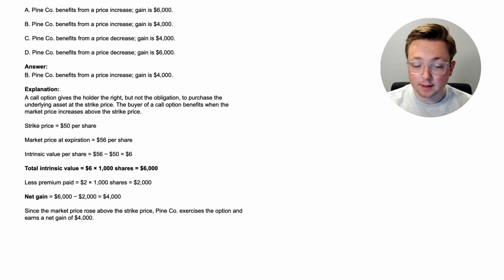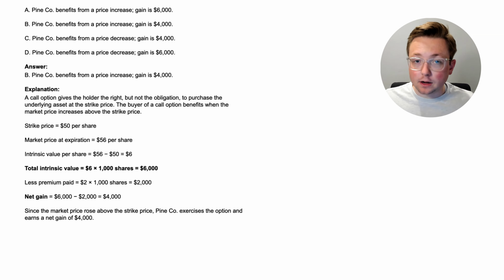So the strike price that they paid for was $50 per share. The market price at expiration was $56 per share, so it had gone up. The intrinsic value per share is $6. So each share is actually worth $6 more to them because they're only paying $50 for $56 stock. So the total intrinsic value is $6 times 1,000 shares, that's $6,000. But they did have to pay a premium on each of those shares to be able to have the call option. So subtract $2,000 and that gives you a net gain of $4,000.